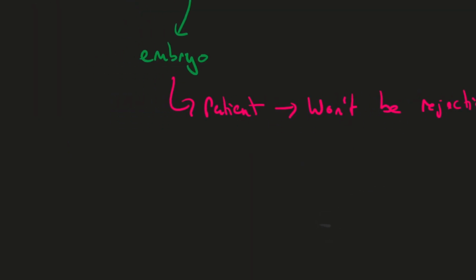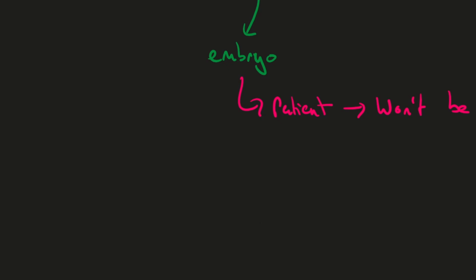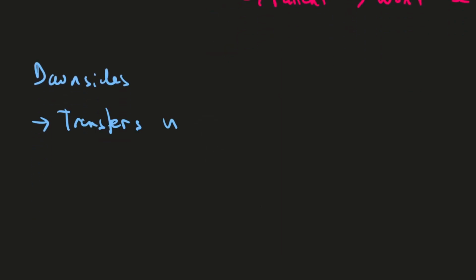Okay, but there are some risks of this. Essentially, if the patient has genetic defects, those will also be transferred. Okay, so one of the downsides, you can say, it transfers things like viral infections, which would be found in the DNA. The stem cell would also be grown with those same viral infections.